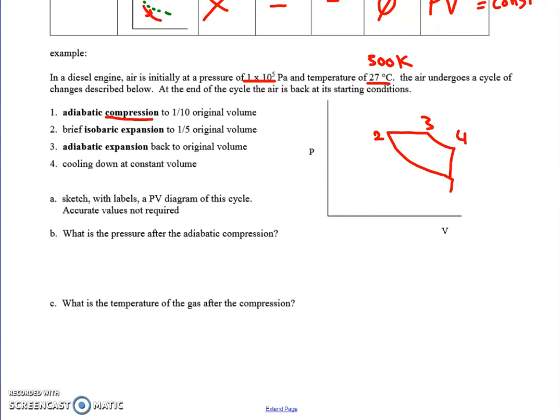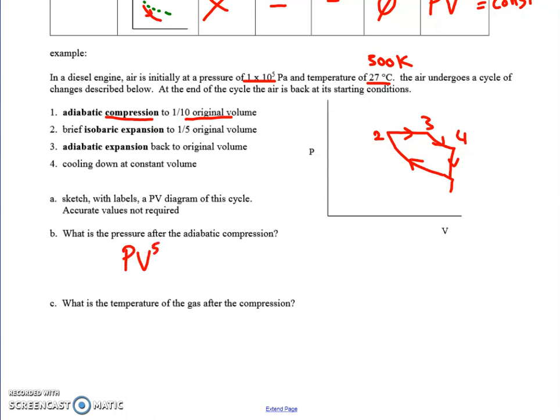All right. Sketch and label with diagrams, put arrows. Let's make sure we put the arrows in there. I've labeled the numbers, so that should be good enough for right now. What is the pressure after the adiabatic compression? Okay, so we're going to 1/10 the original volume. So that's where we can use that proportion I introduced a few minutes ago.